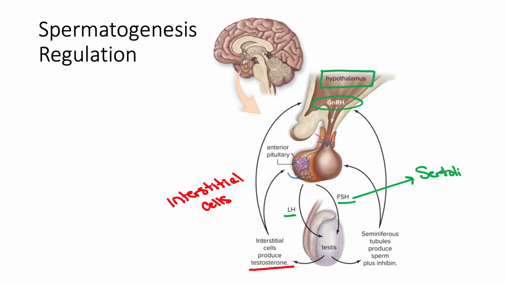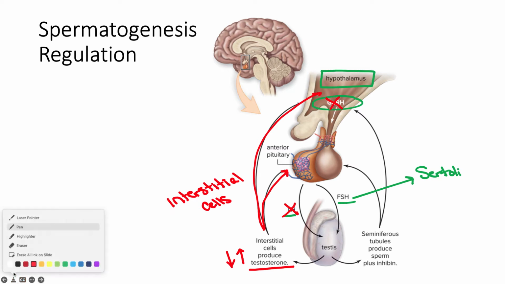Now, this is regulated by a negative feedback regulation. So, for example, as the level of testosterone starts to rise, it is going to feed back to the hypothalamus and the anterior pituitary, and it's going to shut down gonadotropin-releasing hormone and luteinizing hormone production. As those two hormones fall, we're going to have less stimulation of the interstitial cells, and so testosterone will then fall.